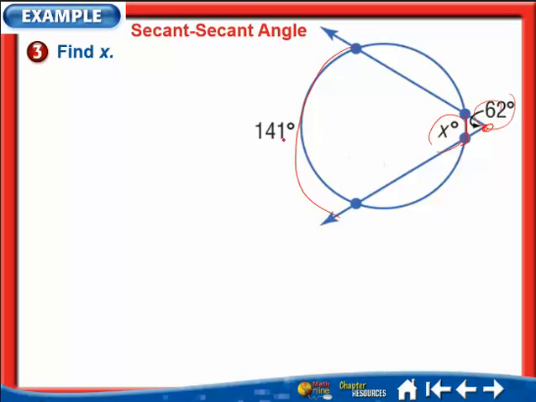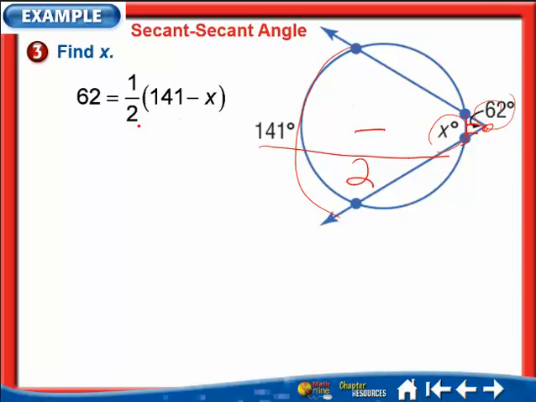We know that if we subtract these two, 141 minus x, and then divide it by 2, we will get our angle measure. So we can just put an equal sign here. So we're going to set our equation up like this. 62 is going to equal half of the difference of those two arcs. So it would look something like this. Remember, you could have the 62 over here on this side, just like I drew it out over here.